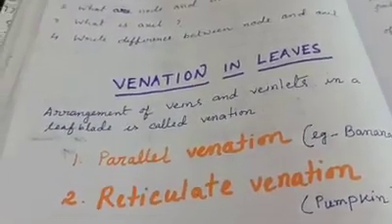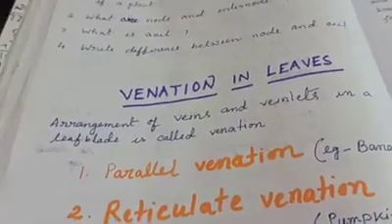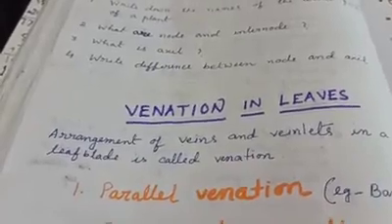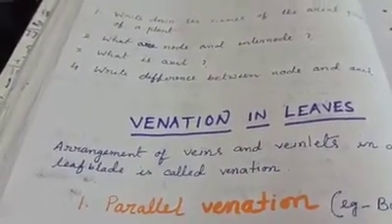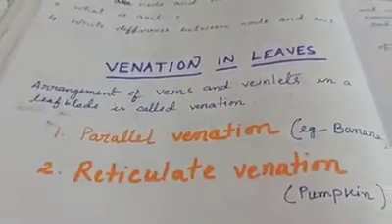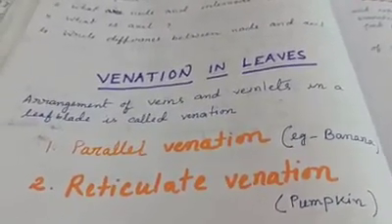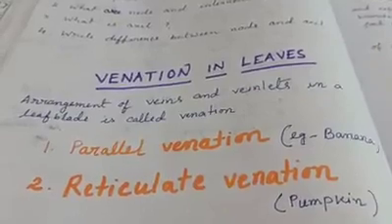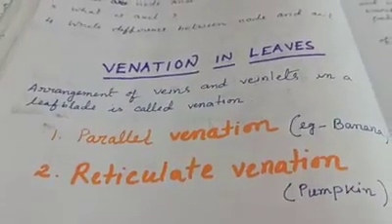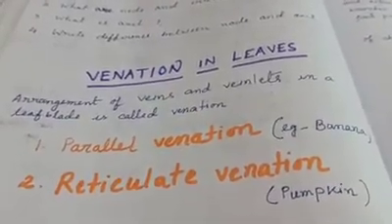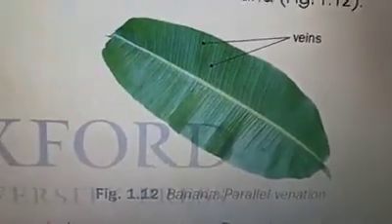If you thoroughly observe a leaf, then you see in some leaves that some net-like structure is found there, and the arrangement of this structure is called venation, which is mainly of two types. One is parallel venation and one is reticulate venation. So here I am showing you the picture of a parallel venation, which can be found in banana leaves. Just look at the picture. It is a picture of a banana leaf.